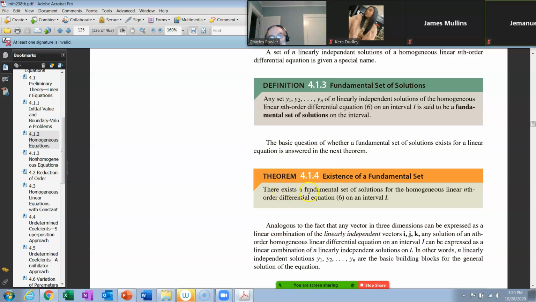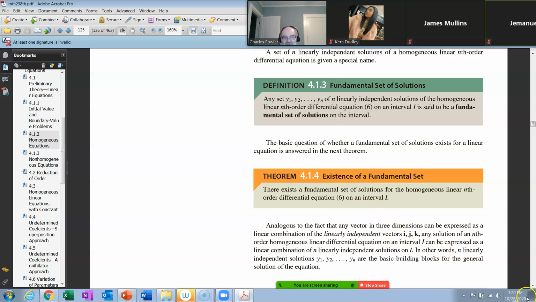There exists a fundamental set of solutions for the homogeneous linear nth order differential equation 6, on the interval I. There always does. If you have linear nth order differential equations, there is always a fundamental set of n solutions, always. Other types, no, but linear, yes.